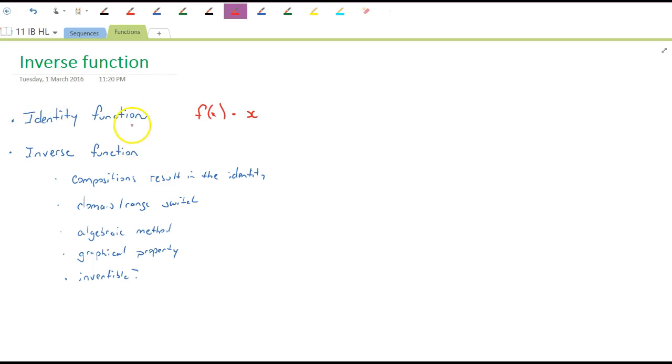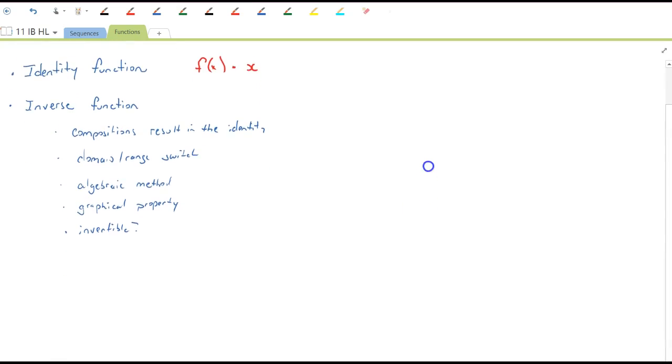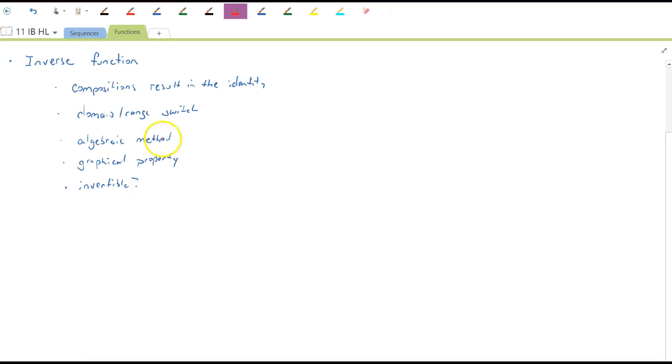All right, we'll come back to the significance of that in a moment. Now let's move into the inverse function. We're going to cover all these aspects of the inverse function, but I'm going to start off with a fairly simple definition of an inverse function.